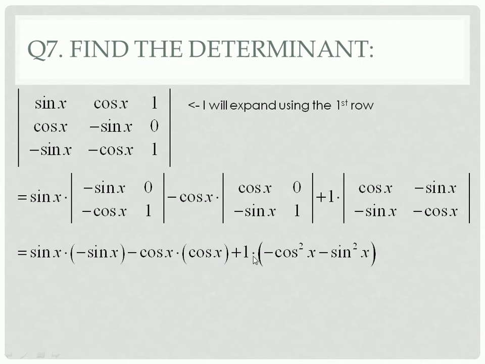Then I have plus 1, and then my last determinant, cosine x times negative cosine x gives you negative cosine squared x, minus negative sine x times negative sine x. So that's actually 3 negatives because I have minus, and then each of those signs is a negative. Leaves me with a negative sine squared x.